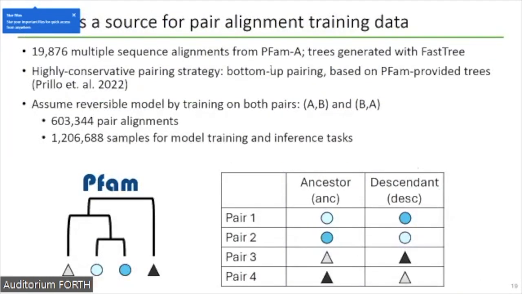I'm using the LG08 amino acid exchangeabilities matrix for match positions, and then the observed amino acid frequencies for guessing what comes out of the insert positions. I'm using PFam as a source for pair alignment training data. We are interested in calculating the likelihood of pair alignments as opposed to moving to multiple sequence alignments just yet.